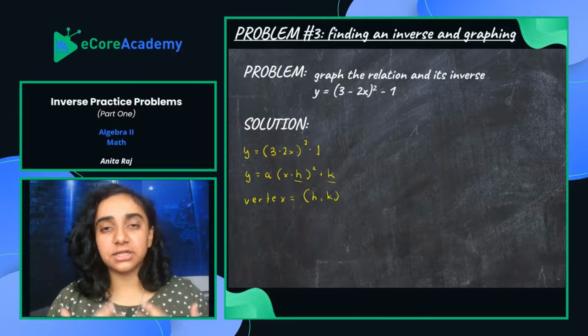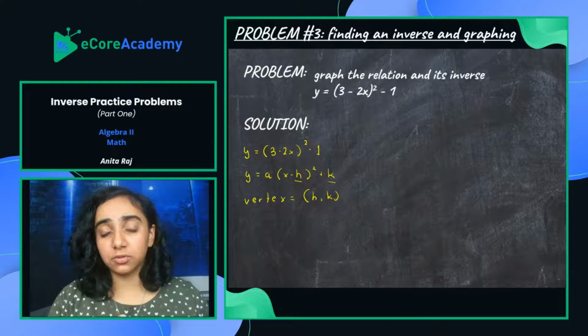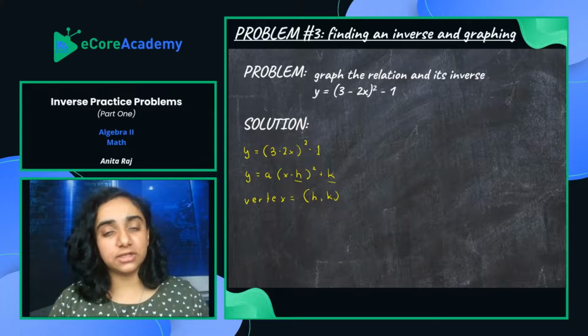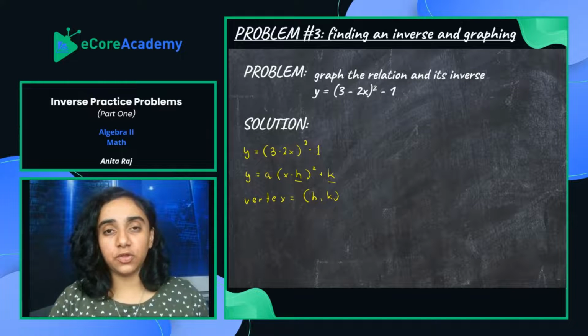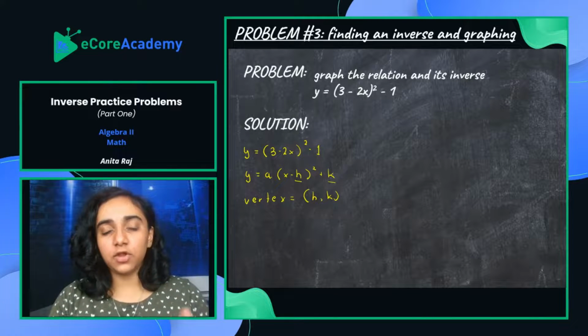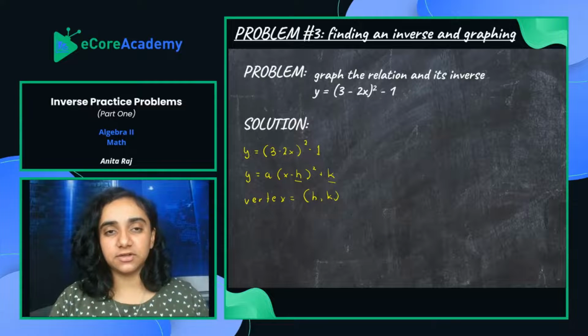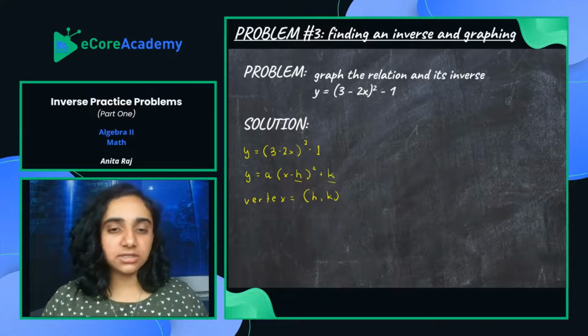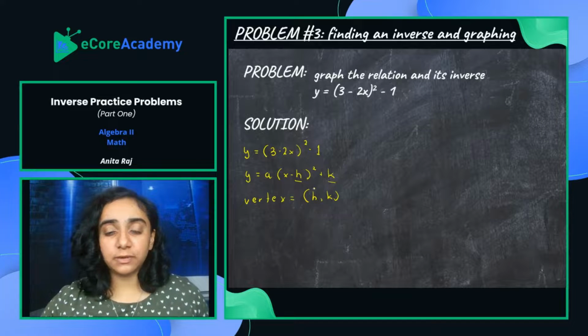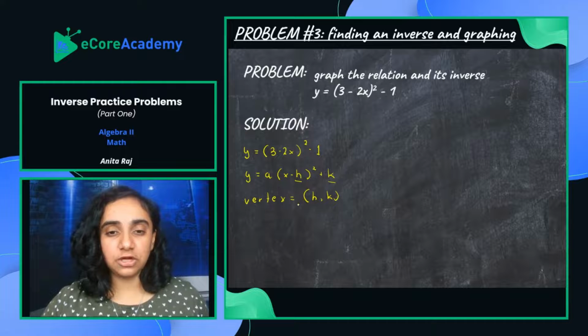We're going to find the vertex, and then find 2 points greater and 2 points less than the vertex. So 2 points that fall on the left, and 2 points that fall on the right, and then all we'll do is flip those x and y coordinates to find the coordinates of the inverse. So in this case, what we're trying to do is find h and k from the original function we've been given.